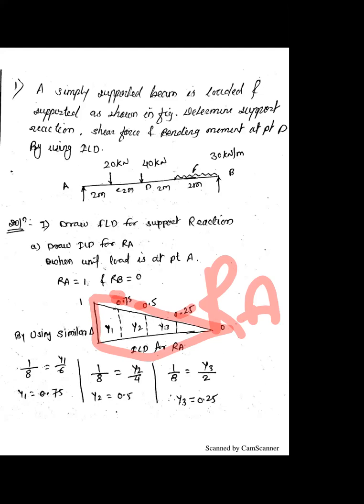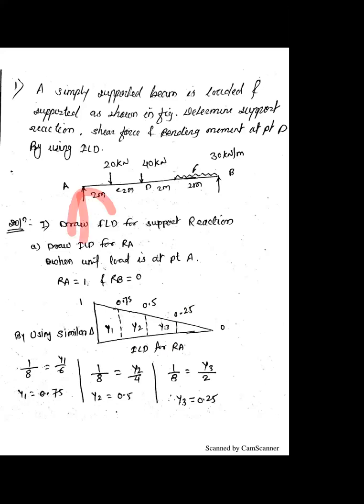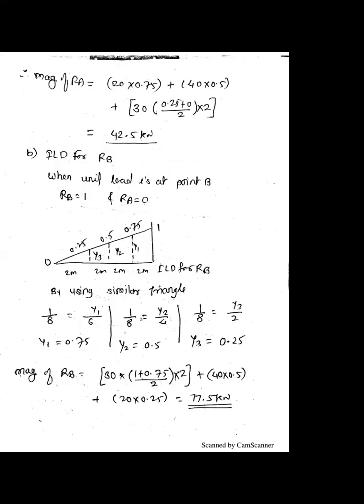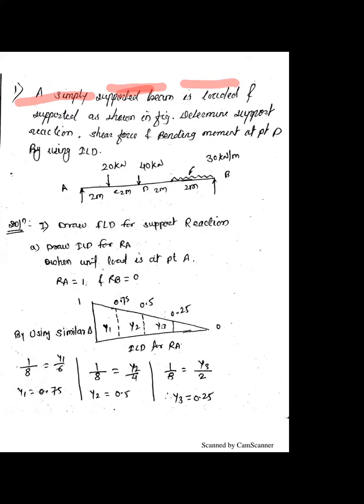Okay, you will get 1 mark here. Now second, magnitude of ILD, magnitude of RA means what value RA is equal to how much the value of RA. So for getting value of RA, use this formula. Magnitude of RA is equal to simply load into coordinate: 20 into 0.75, 40 into 0.5. Okay, see here where is 20 and where is 0.75. Now this is how to calculate magnitude of RA.